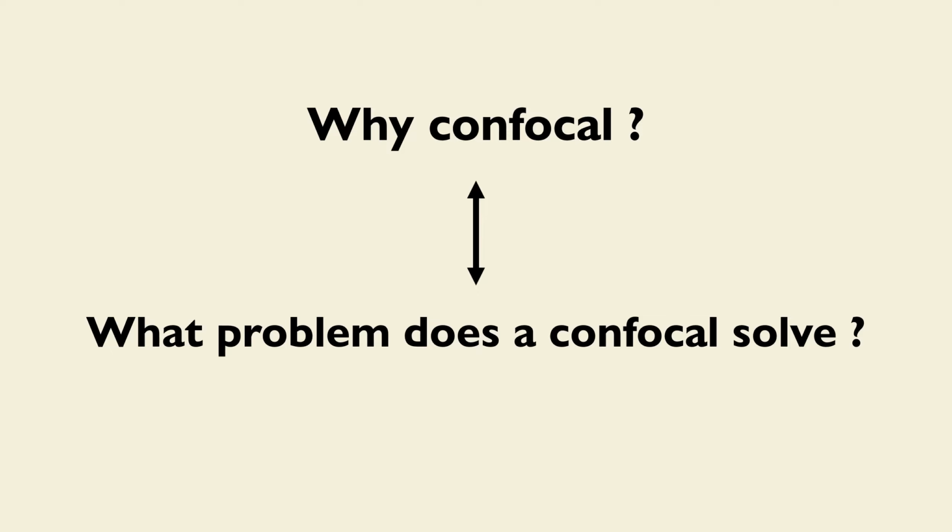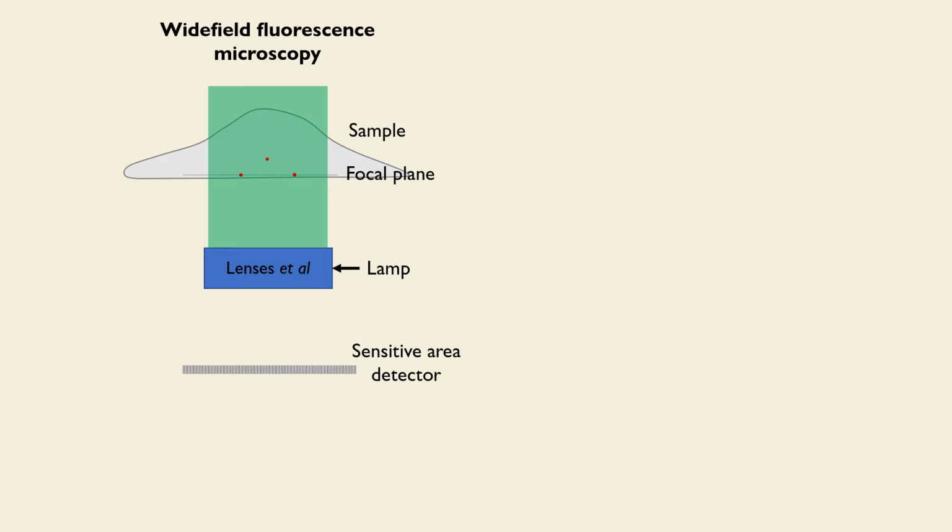To understand what problem a confocal solves, it's useful to refer back to a more basic kind of microscopy and to use that as a reference for what a confocal does differently. The kind of microscopy that I'm going to compare confocal to is called wide field fluorescence microscopy. In this kind of microscopy, what we have is a sample. That sample has fluorophores inside of it, and these fluorophores are illuminated from light that comes from a lamp and goes through lenses and other things. And that light is projected onto the sample.